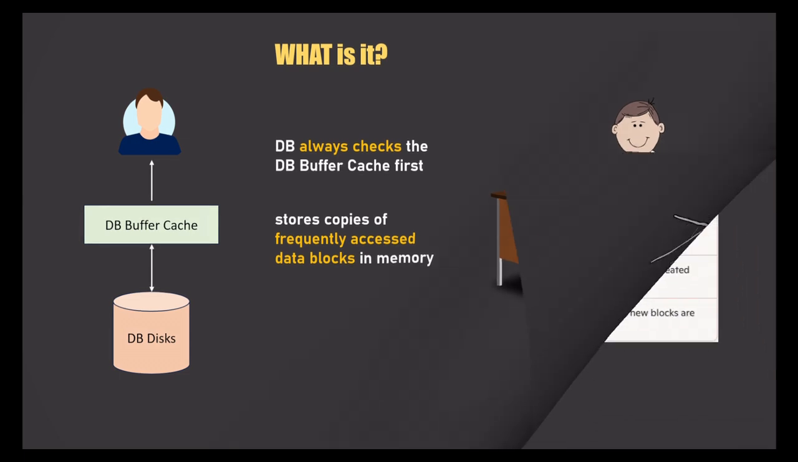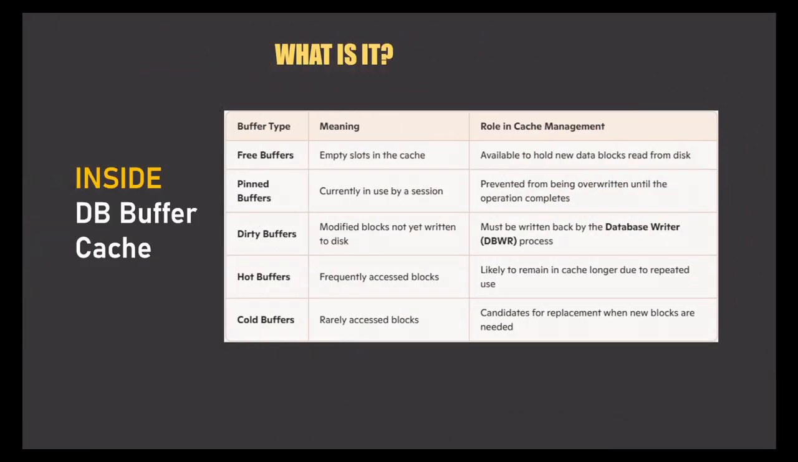Inside the buffer cache, there are also further segregations of pools, which we can quickly see in the chart below. Here you can see that we have different types of buffers like free buffers, pinned buffers, dirty buffers, hot buffers, and cold buffers. There could be other segregations as well, but let's try to understand what is shown here.